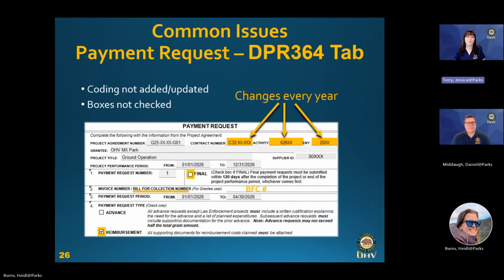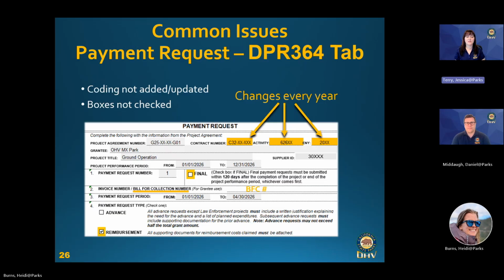We also see where the boxes aren't checked on this form. So do note there's a box for your final payment request, which is in the middle of the screenshot. You're going to check this if it's your final payment request. Below that, in section number 4, you can see there's a box for reimbursement there that you're going to check at the bottom. So do make sure to check that if you're submitting a reimbursement.